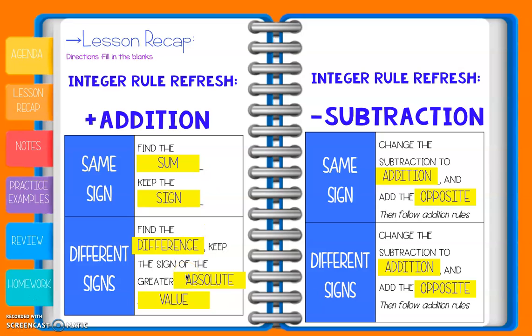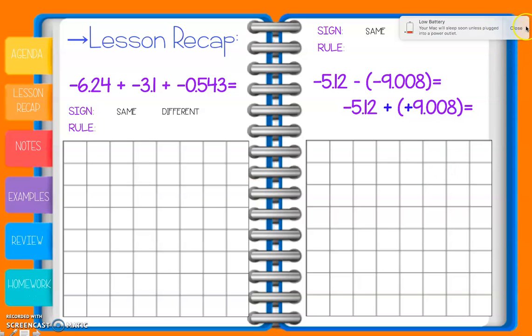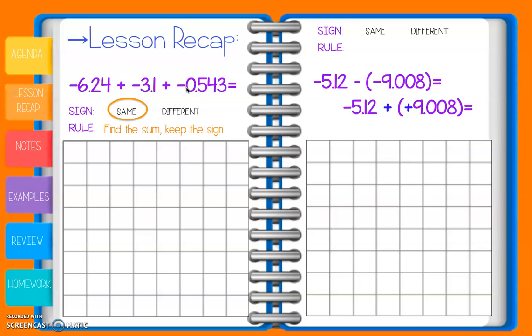Okay, so let's take a look at some examples. Our first example is negative 6.24 plus negative 3.1 plus negative 0.543. Okay, so we have to ask ourselves, are they the same sign or are they different? If you notice, all of these have a negative sign, so they are the same. So the rule is to find the sum and keep the sign. So find the sum is we're going to add all of these together, and we know when we are adding decimals that we are going to line up the decimal points and add in our placeholders as needed.